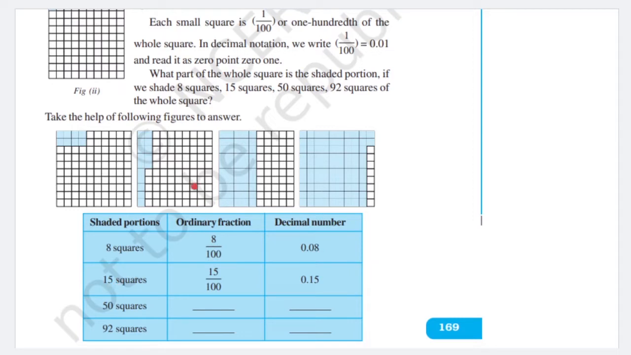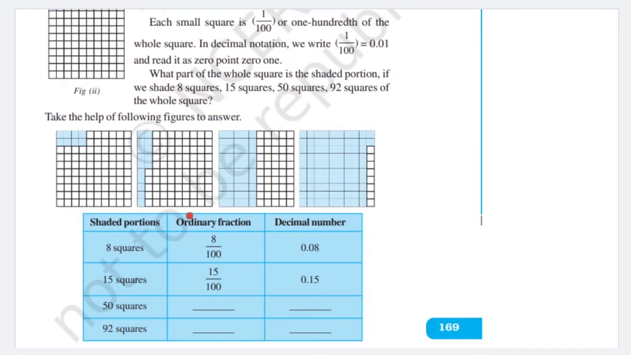The next figure you have 15. One full column is shaded and half of that. So it is 15 squares. 15 squares are shaded means 15 by 100 fraction. In decimal you will write it as 0.15.